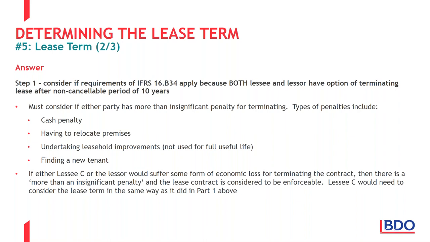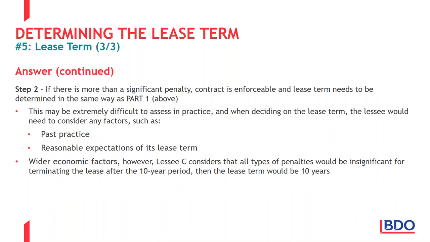So, again, if the lessee or the lessor will suffer some kind of economic penalty, we would say the contract is enforceable. Now, the lessee would need to consider the lease term in the same way as it did earlier in part one. If we move on to step two, if there's more than a significant penalty, the contract is enforceable and the lease term needs to be determined the same way we did previously. So this will be extremely difficult to assess in practice.